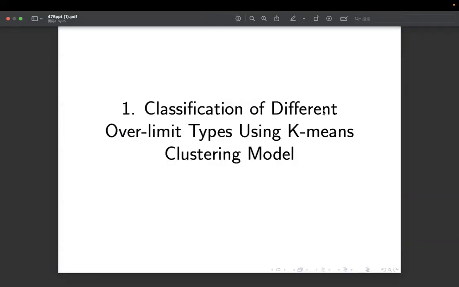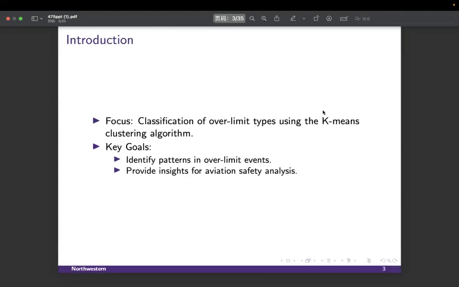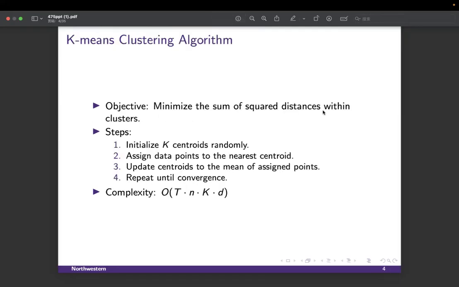The first part of our final project is to classify the different over-limit types using a K-means clustering model. There are two key goals of this algorithm. The first one is to identify patterns in over-limit events, and the second one is to provide insight for aviation safety analysis. Here we will briefly introduce the K-means clustering algorithm.